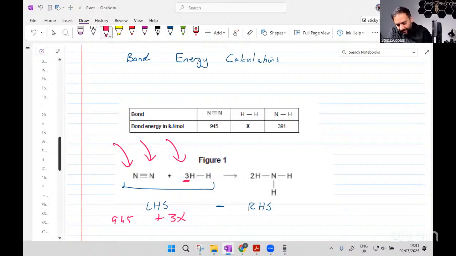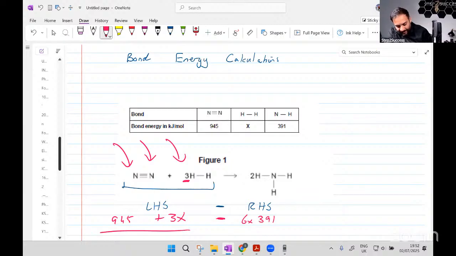And then on the right-hand side, we have got these NH, NH, NH, which is 391, but there's three of them. And then it's doubled as well. Be careful of these, how many of these things there are. So there's actually six in total. There's six lots of 391.